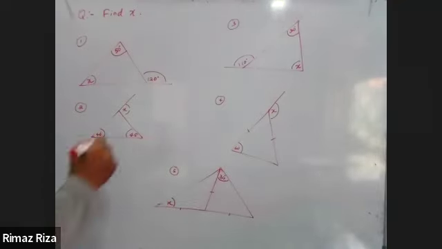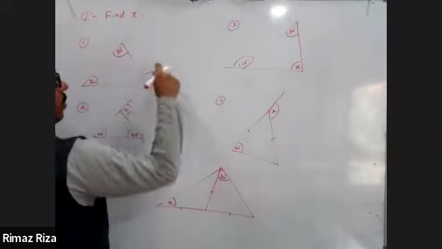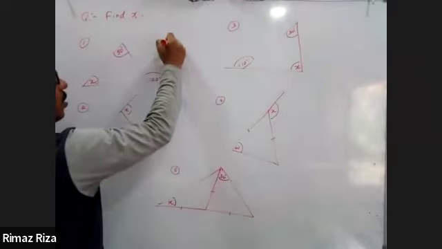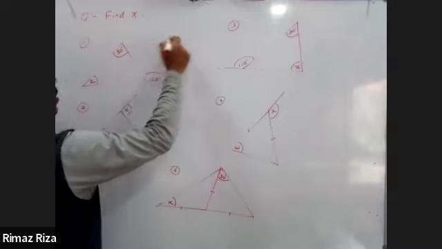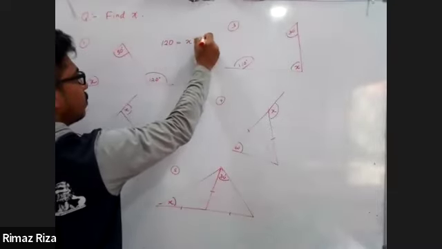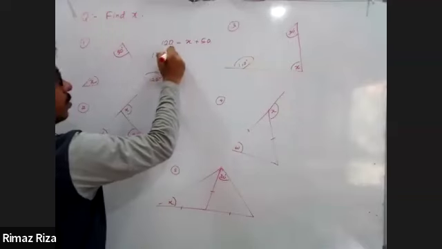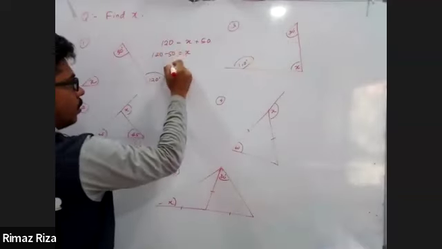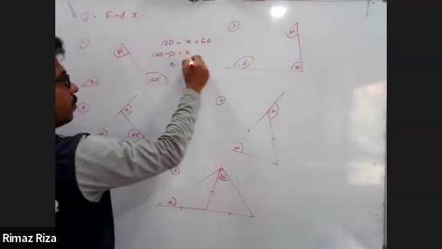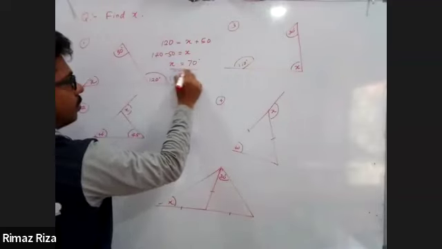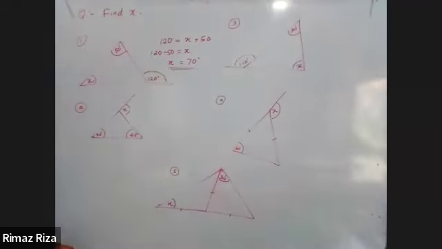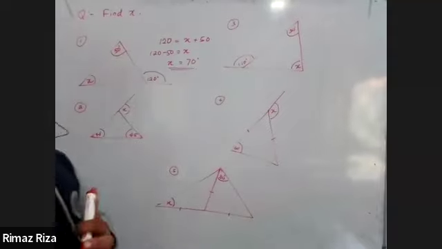Okay. Now, what is the theorem? It says the exterior angle is equal to the sum of the interior opposite angles. x plus 50 is this. So then plus 50 goes to the other side, minus 50. So x equals 120 minus 50, which is 70. Okay, so complete all the questions.